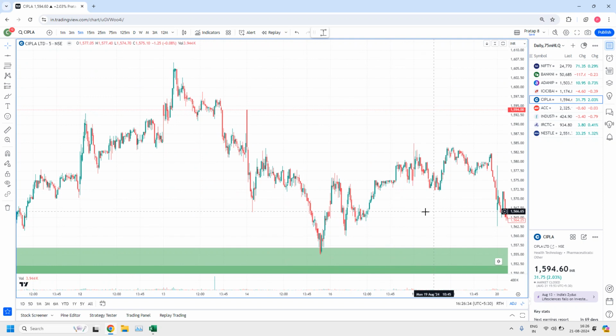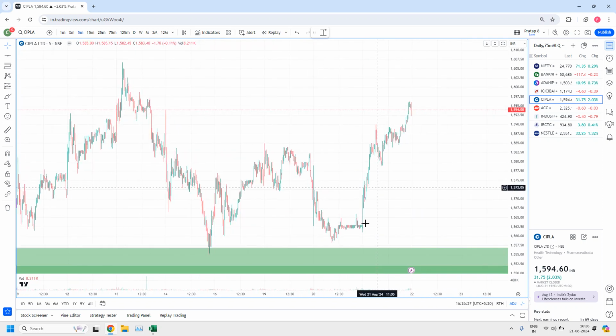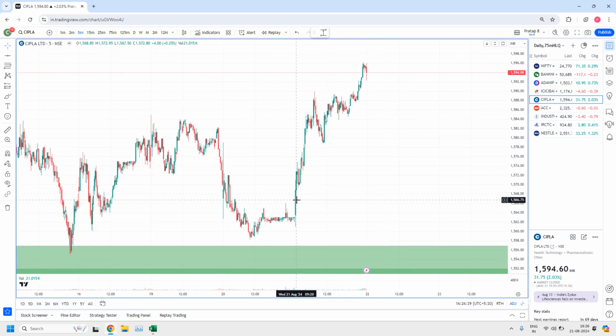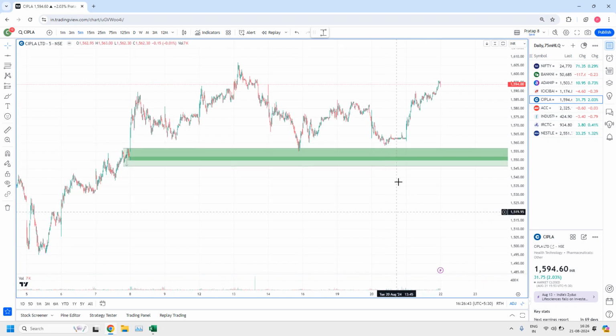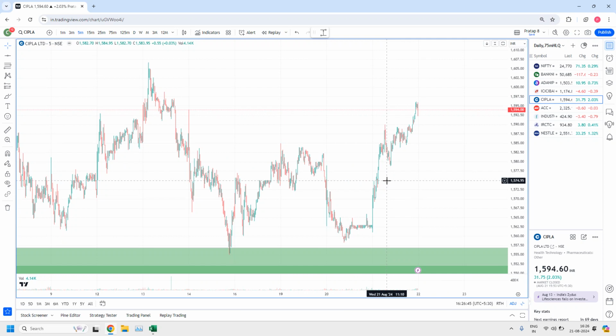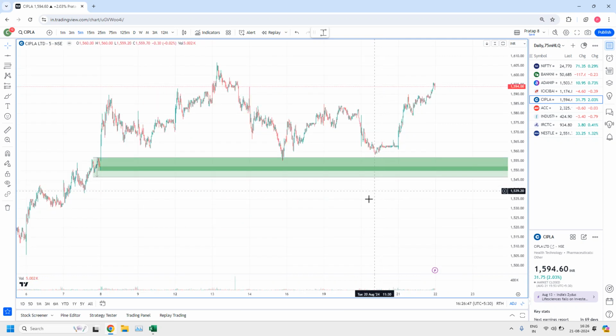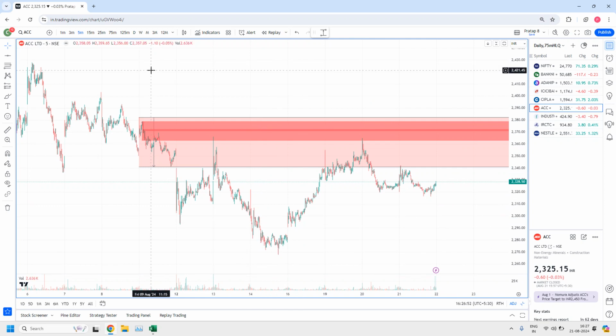But anyway, today prices did not enter into the zone at all. So this is the morning 9:15 candle and it was moving up. So we didn't get a trade opportunity. So this is about the Cipla high liquidity demand zone. Next one is ACC. This is a 75 minute supply zone.